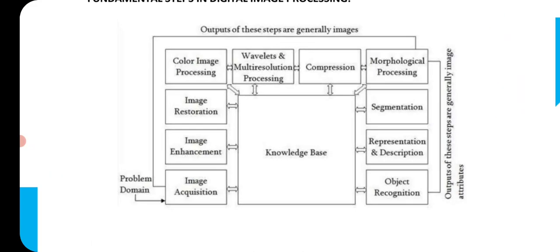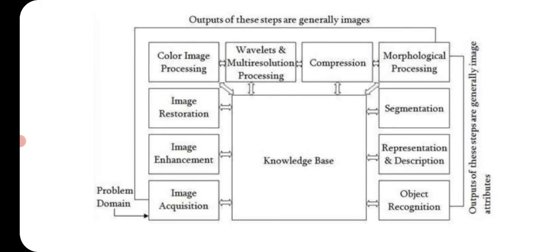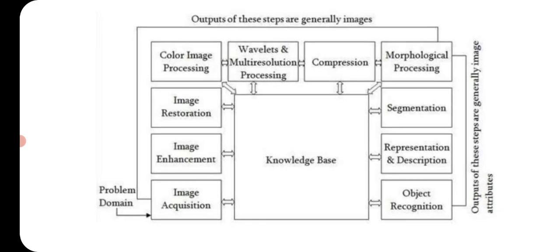So these are the fundamental steps of digital image processing. The first one is the problem domain, that is image acquisition. Image acquisition is the first step of the fundamental steps of DIP. In this stage, an image is given in the digital form. Generally in this stage, pre-processing such as scaling is done.